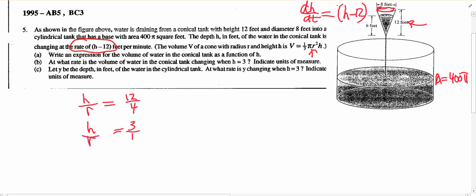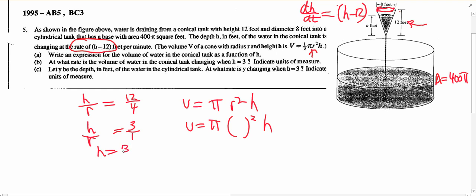And so if we're trying to rewrite this volume formula, pi r squared times h, we want to write the radius in terms of h. So h would equal 3r, or more importantly, the radius is equal to h over 3, right? If you just cross multiply and then divide by 3.